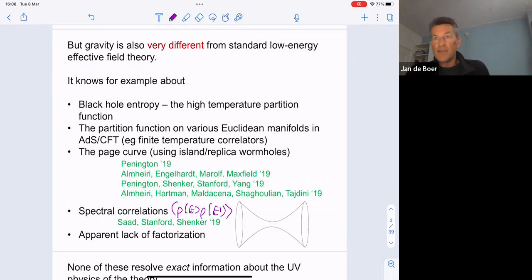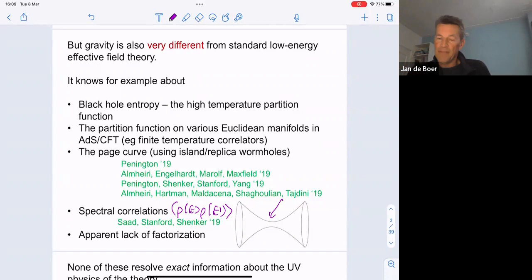And the existence of these wormhole-type topologies in generic semi-classical gravitational theories also leads to a so-called puzzle. Namely, it leads to an apparent lack of factorization. These wormhole solutions, like this one here, it looks like if these wormhole solutions are really there, the gravitational theory cannot be dual to a single CFT. That's what it looks like.